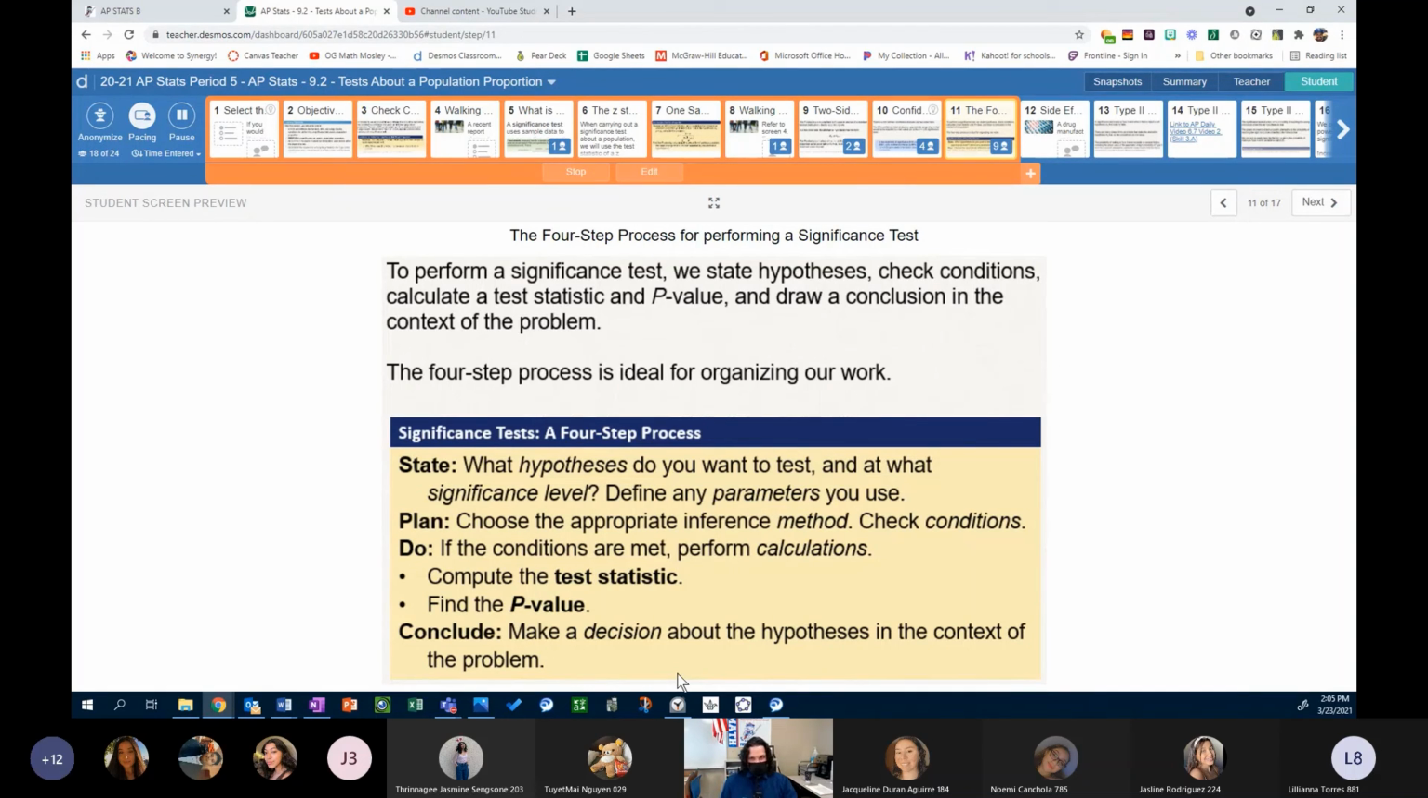Remember, if the p-value is greater than alpha, that leads us not to reject the null hypothesis, and we do not have evidence to support the alternative. When the p-value is small, smaller than alpha, then we reject the null hypothesis, and we have evidence to support the alternative. That's when we make that conclusion, and we say something to that effect, but we put it in context.